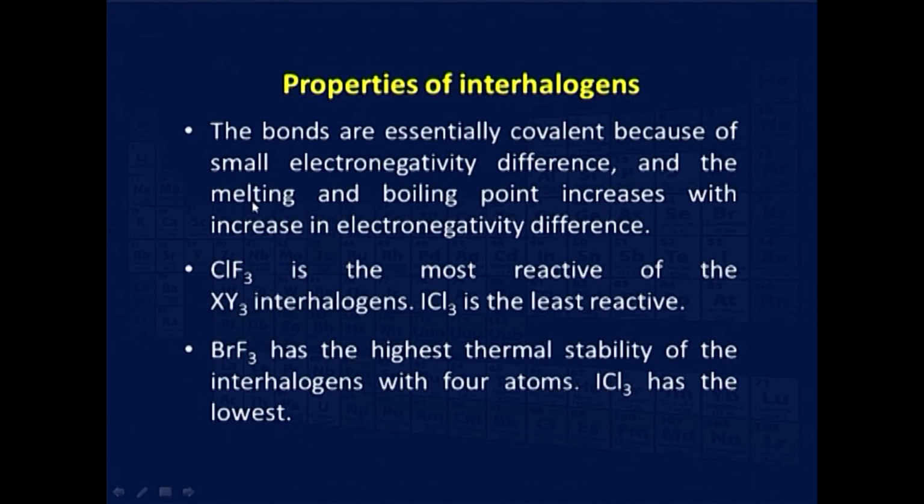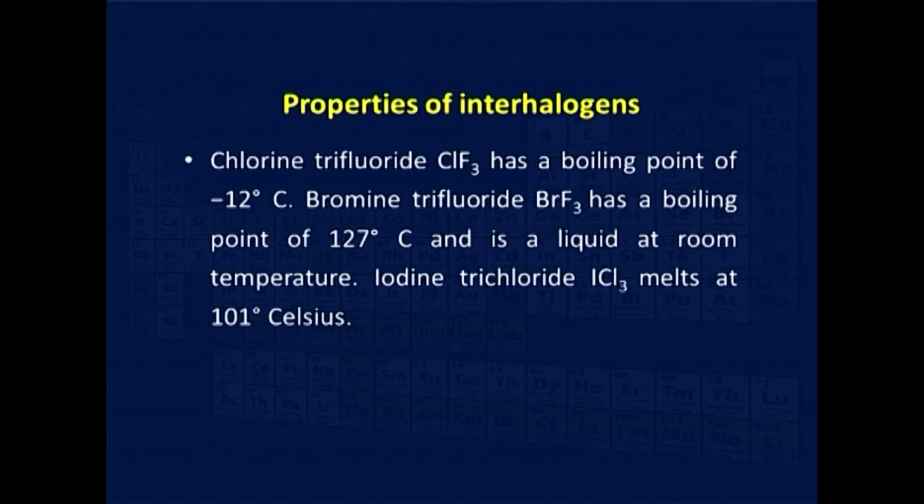Iodine trichloride is least reactive in the group. Bromine trifluoride has the highest thermal stability of the interhalogens with 4 atoms, and iodine trichloride has the lowest value. Chlorine trifluoride has a boiling point of -12 degrees centigrade. Bromine trifluoride of the same group has a boiling point of 127 degrees centigrade and is a liquid at room temperature. However, iodine trichloride, ICl3, melts at 101 degrees centigrade.